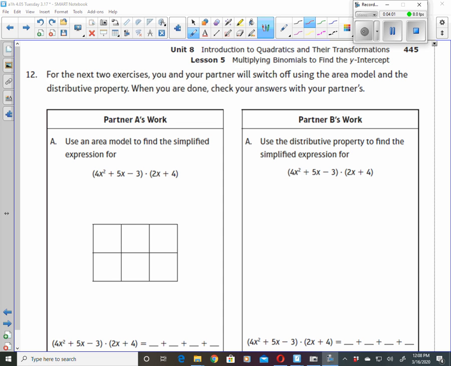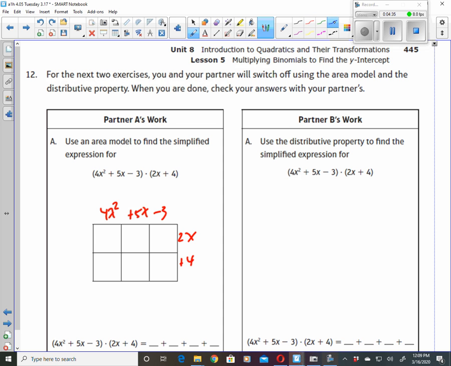All right, so we're going to go ahead and work through a couple of these. Notice that they've got two different boxes, one for the area model, one for the double distributive model, and we're just going to work through these. I'll work through the first one and then just post solutions for the others. So 4x squared plus 5x minus 3, 2x plus 4.